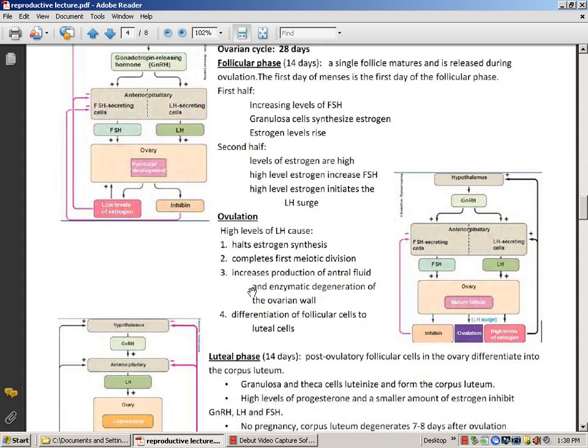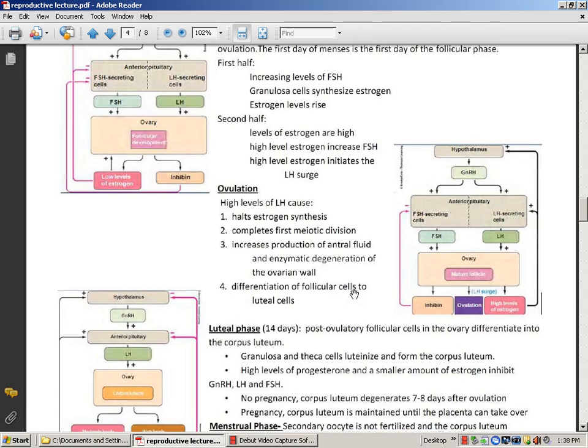Okay, so that high level of antral fluid, there's an enzyme that pops the wall of the balloon. The enzyme eats through the wall. If the enzyme's not there, remember the 14-pound follicle or 15-pound follicle? It just keeps getting bigger and bigger. And basically at that point they call it an ovarian cyst. Anybody ever heard that term before? Yeah.